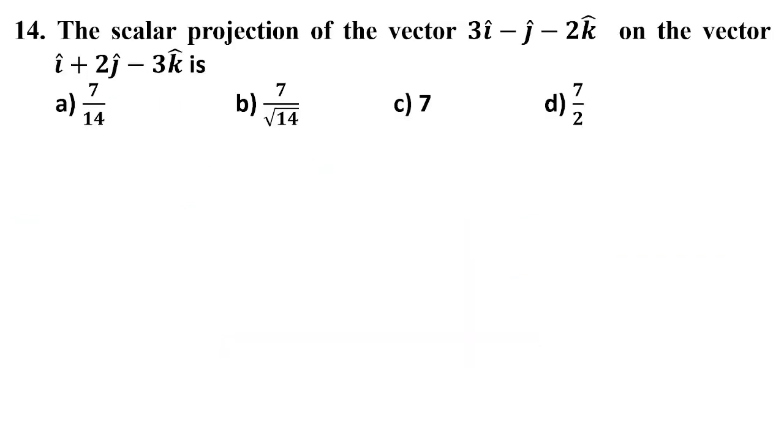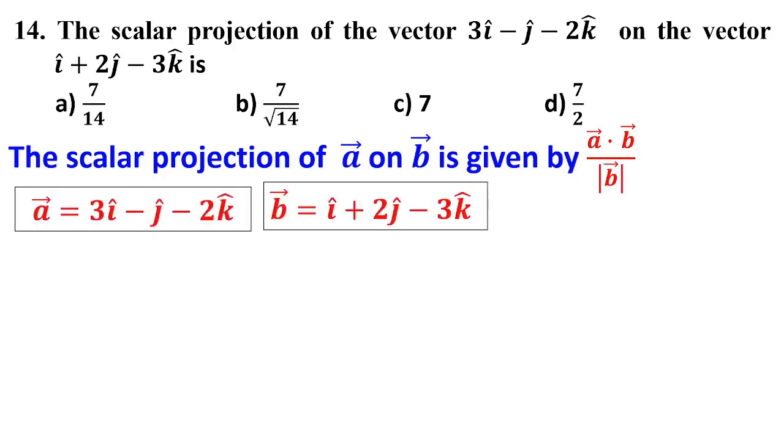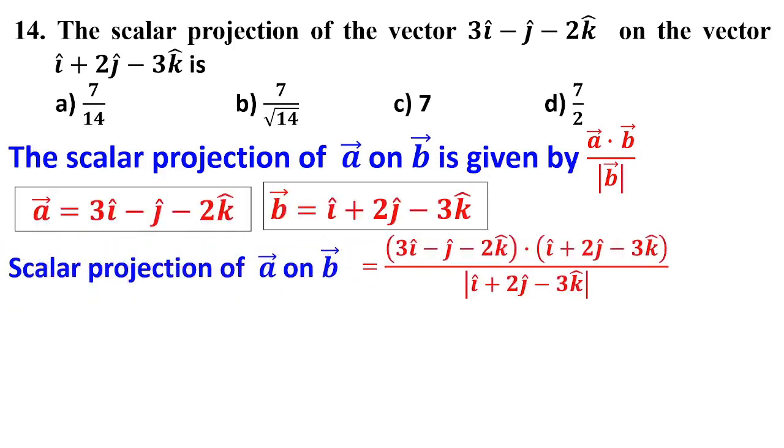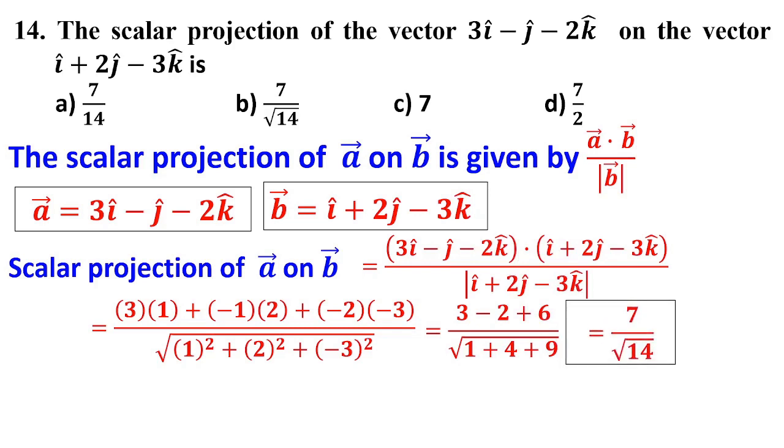14. The scalar projection you have to find. You know the formula for scalar projection, A dot B by magnitude of B. Let us find A dot B now. It is found, and it is divided by magnitude of B. Therefore, the final answer is 7 by root 14. Option A. Sorry, option B.